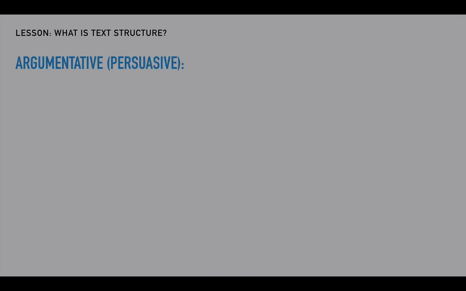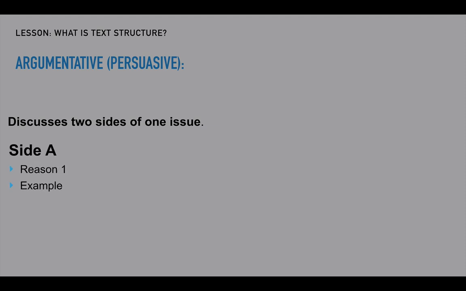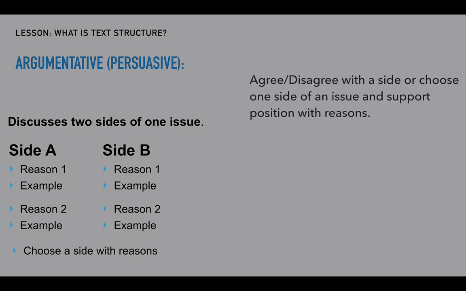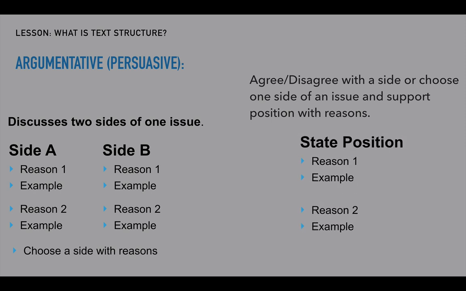Argumentative and persuasive is an interesting one as well, and it discusses two sides of one issue, and it's going to be structured like side A, and you're giving a reason and an example, and reason 2 and an example, and then side B, as well as 2 reasons and examples, and then there is a choosing of the sides with reasons. It also can be an agree, disagree with a side, or choose one side of an issue and support the position with reasons. So you might state the position and have a reason 1 with an example and a reason 2 with an example.